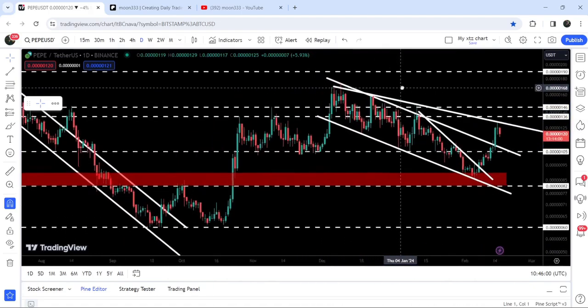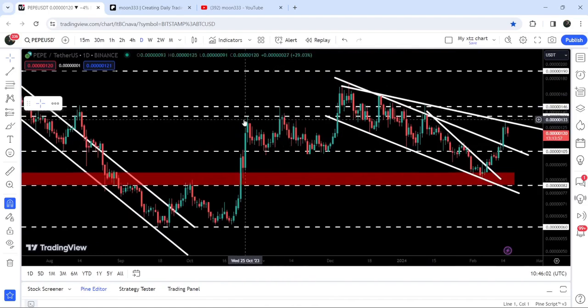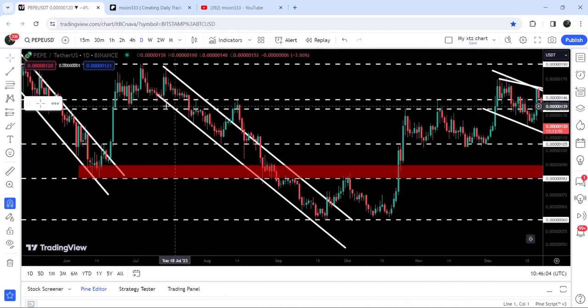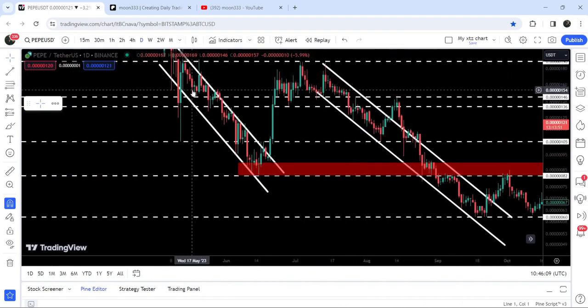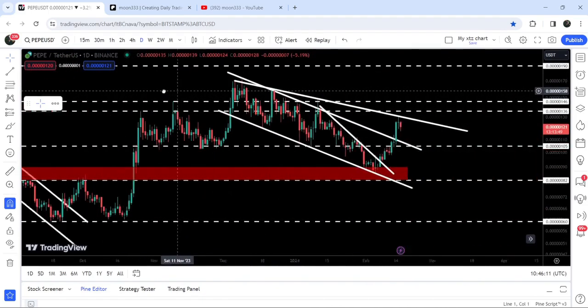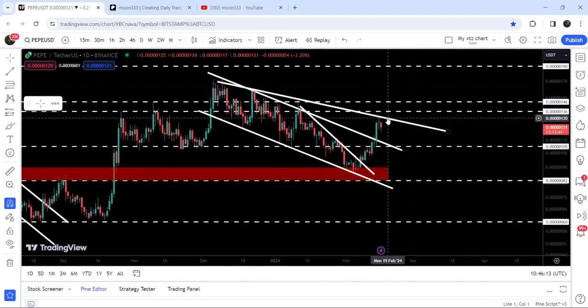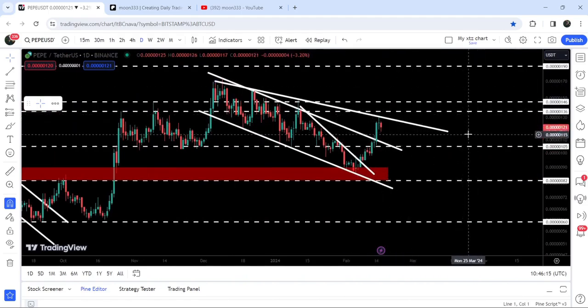This resistance zone has been previously working as a resistance here, and for several days, it has been working as a support here and support here as well. Therefore, again, we will need to break out this resistance zone in order to continue this rally to the upside. And in today's video, we will analyze this move.